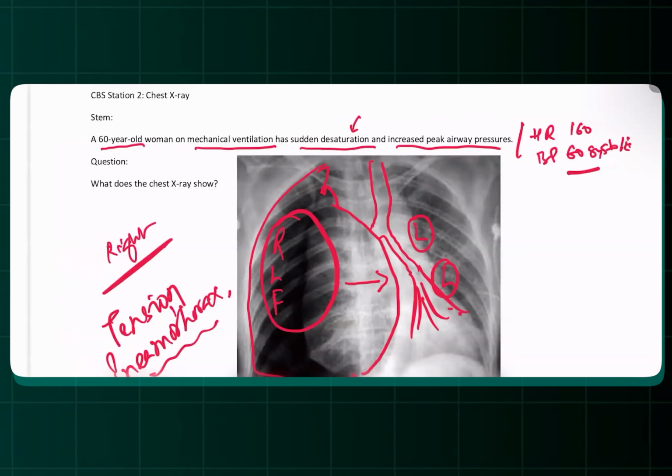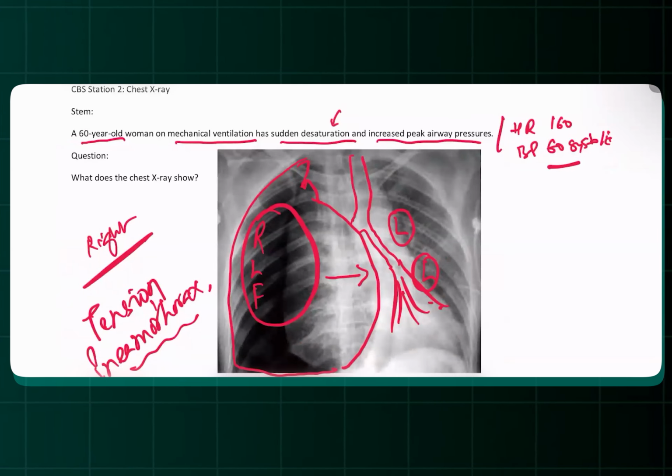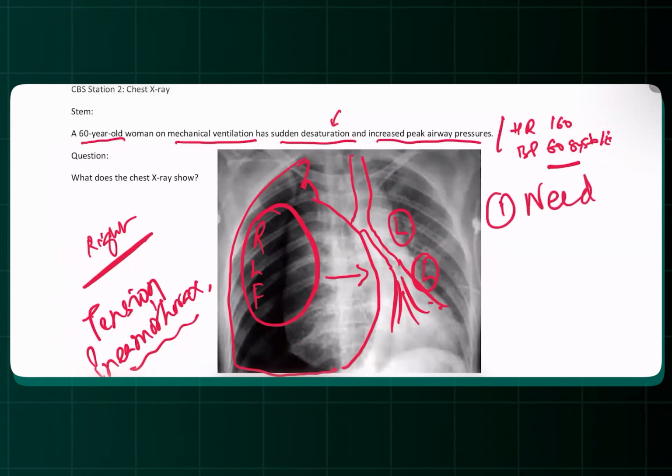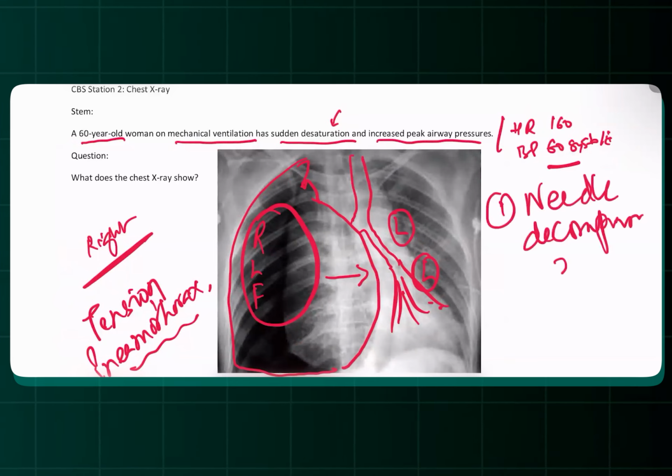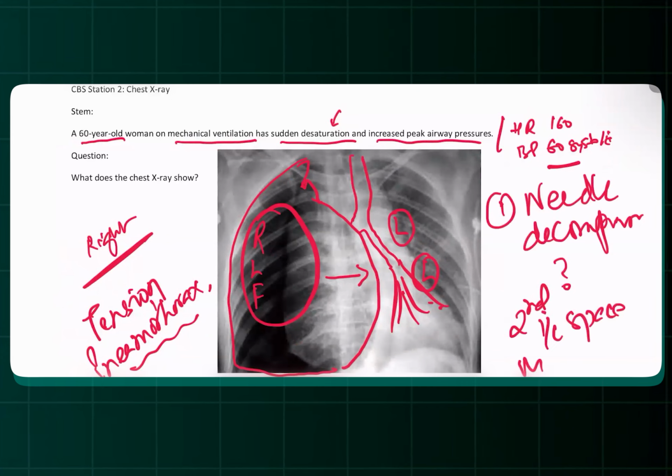So you see a tension pneumothorax. Now you tell me what is the management of this patient. What would you do immediately? Needle decompression. Wonderful. So you would do needle decompression. Where will you do needle decompression? Second intercostal space, mid-clavicular line. So second intercostal space in mid-clavicular line. Perfect.